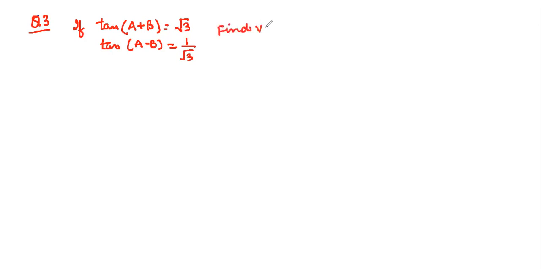In question number 3, we are given if tan A plus B is equal to square root 3 and tan A minus B is equal to 1 by square root 3, then we have to find out the value of A and B.